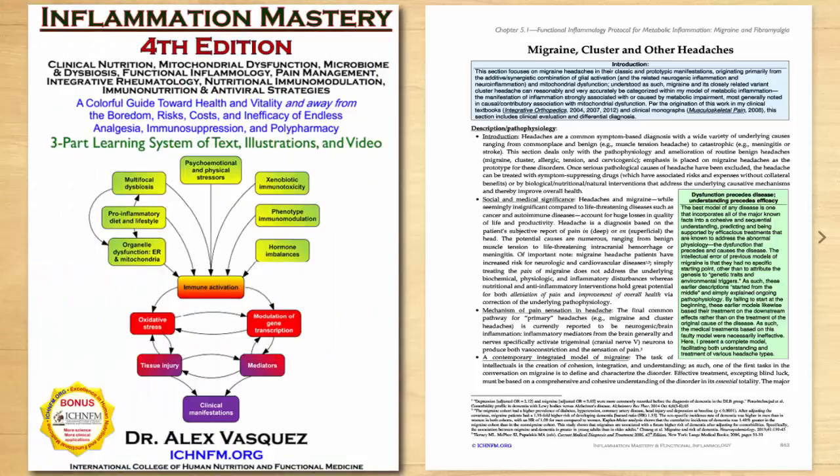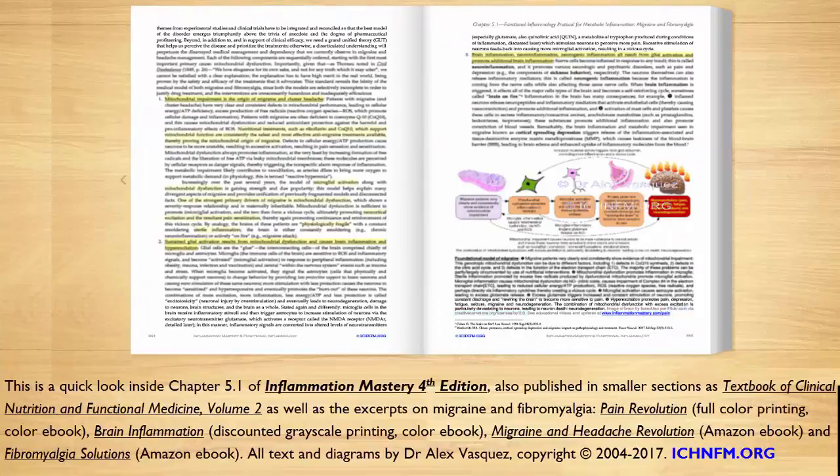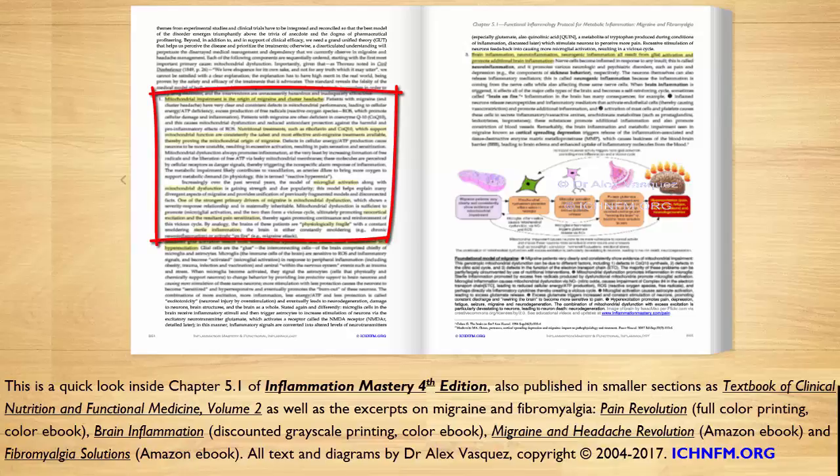So let's look here at Chapter 5.1, Migraine, Cluster, and Other Headaches. You can see that I provide a description and then dive right into the current model of pathophysiology, which my point number one is to state that mitochondrial impairment is the origin of migraine and cluster headache. I then go on to connect that immediately with sustained glial activation, which results from mitochondrial dysfunction and causes brain inflammation and hyperexcitation.